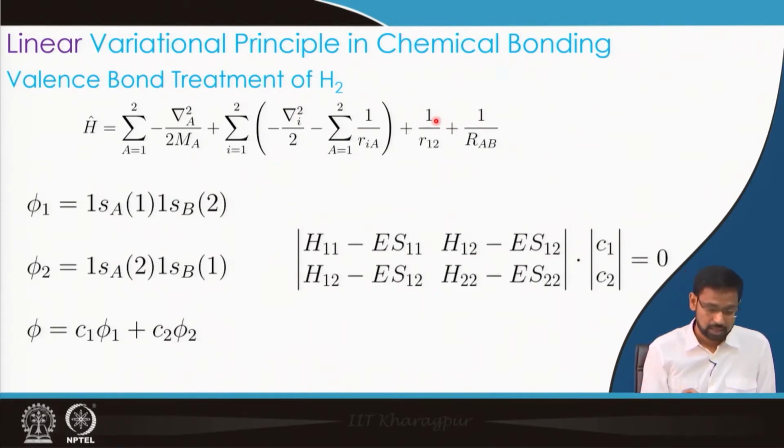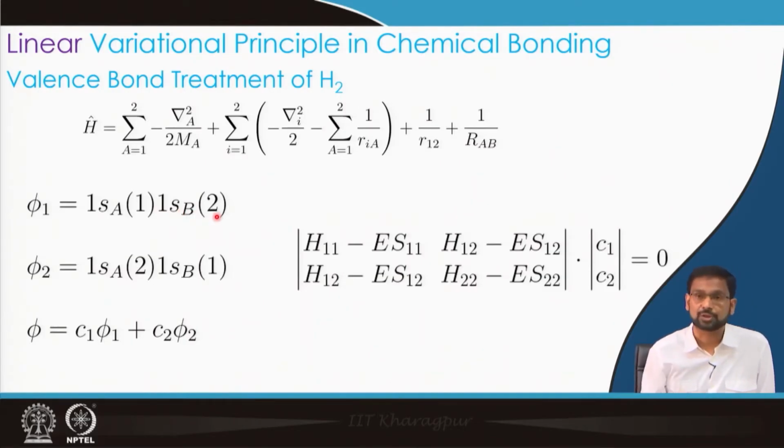Now, in the linear variational problem, or in the variational method in general, the first step is to make a trial function, a guess for your wave function. Since I am talking about the hydrogen molecule, which is composed of 2 hydrogen atoms, I call them A and B. The natural choice of trial wave function would be the product of the two 1s orbitals of the 2 hydrogen atoms A and B. This wave function I am showing as phi 1.